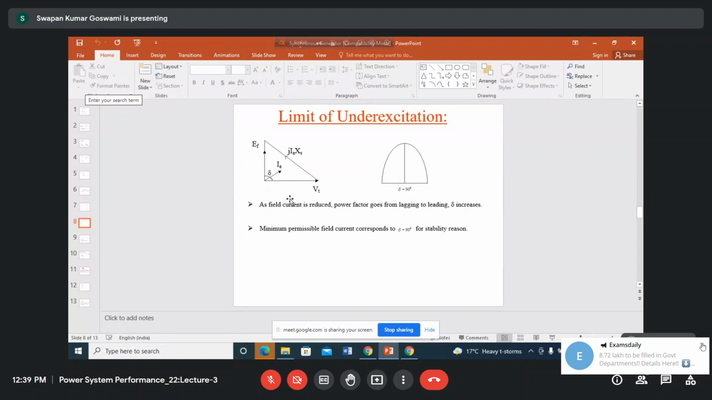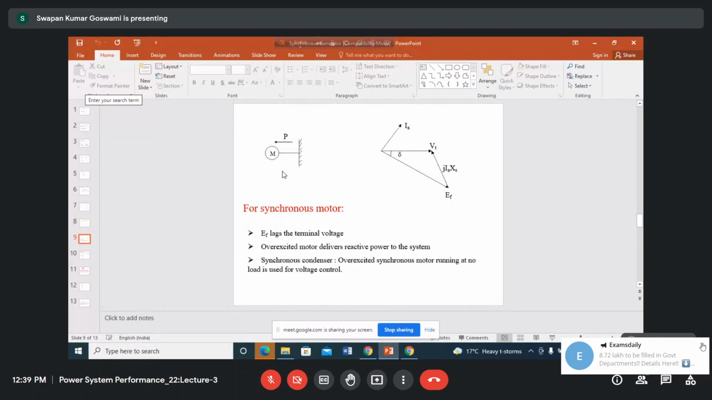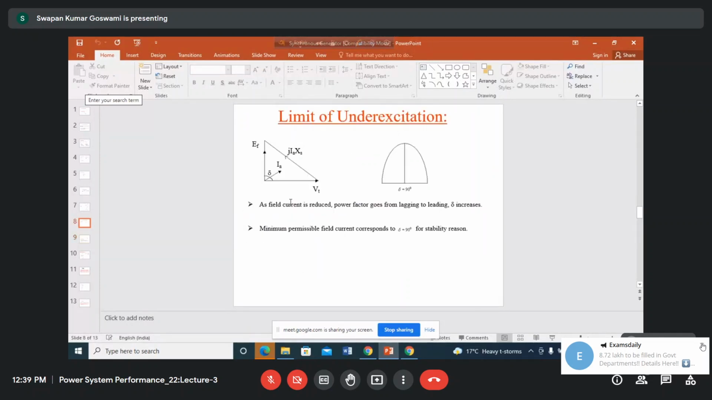Any question, anybody? Now that was regarding the cylindrical rotor machine, cylindrical rotor synchronous generator.